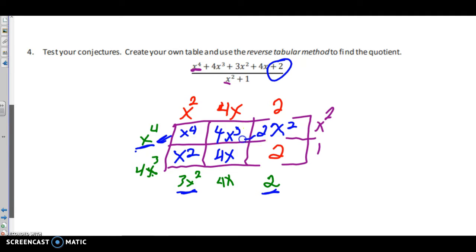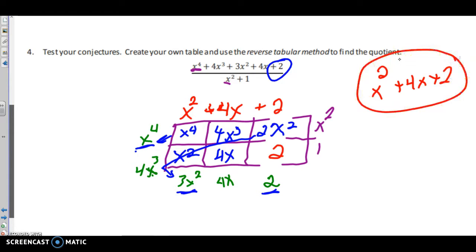So the only like terms I have are the ones that get me the 3x squared. Everything else does not match. So these are both positive. I end up with x squared plus 4x plus 2 as my quotient. Now, if you wanted to put in the placeholder x squared plus 0x plus 1, it may line up a little more conveniently in a 3 by 3 table as opposed to a 3 by 2, and that's completely your preference.